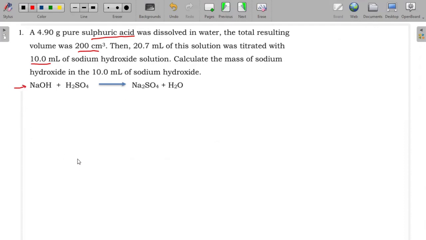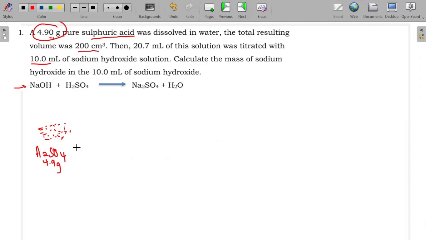To make this question easier for us, I'm going to draw a picture of what is happening. First of all, they have 4.9 grams of pure sulfuric acid. If this is in mass form, then it must be solid form, so it's like a powder. So let this thing here be powder, and let this thing be sulfuric acid, which has a mass of 4.9 grams.